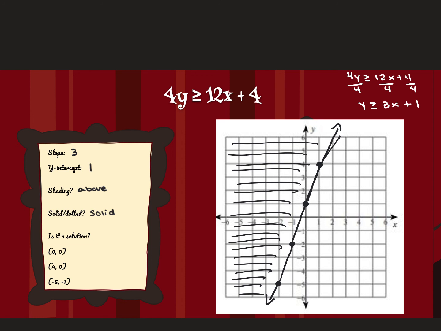Now we have to determine points that are solutions. Is 0, 0 a solution? It is not. 4, 0 is not. And negative 5, negative 1 most definitely is. All right, so now it's time for you to summarize what you've learned from today's lesson.